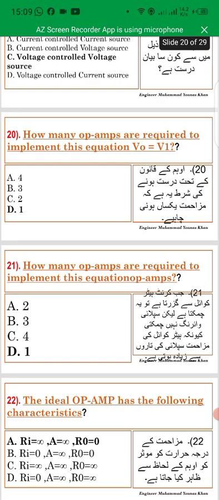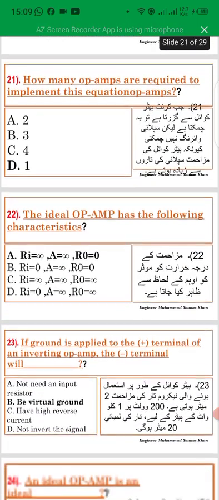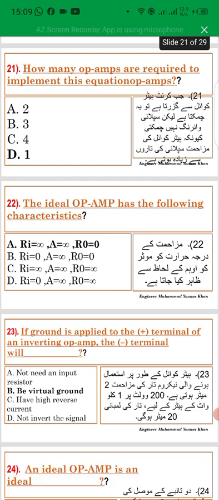How many op-amps are required to implement this equation? V0 is equal to V1, 1. How many op-amps are required to implement this equation? Op-amps equal to 1.